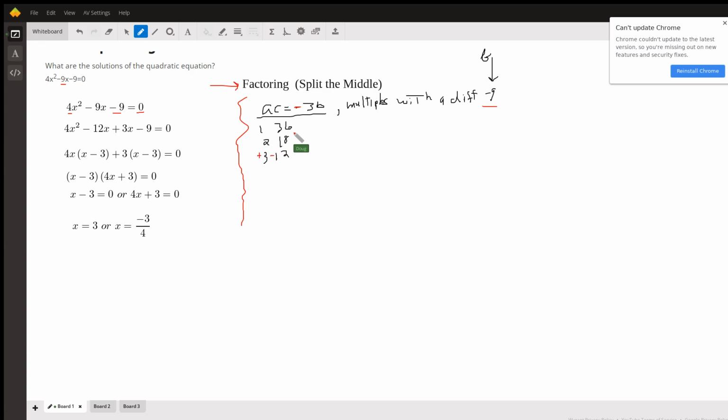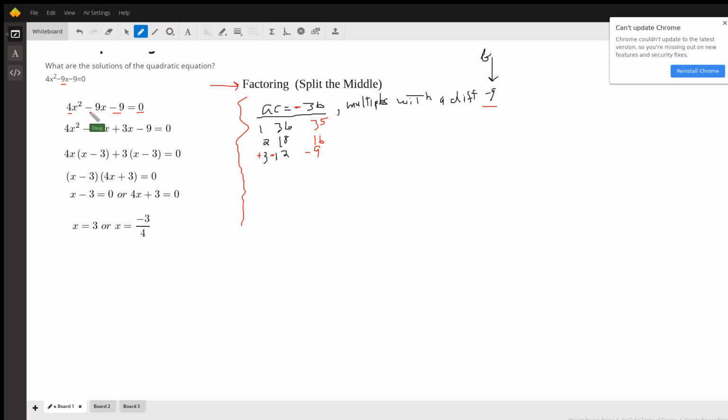So 1 times 36 has a difference of 35. That's not what we're looking for. 2 times 18 is 36. The difference between the multiples is 16. 3 times 12 is 36, and that does have a difference of 9. We want the difference to be minus 9. So we put the minus sign on the 12 and plus on the 3.